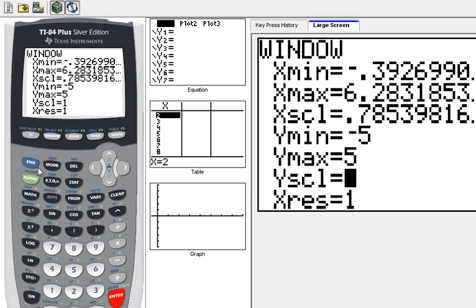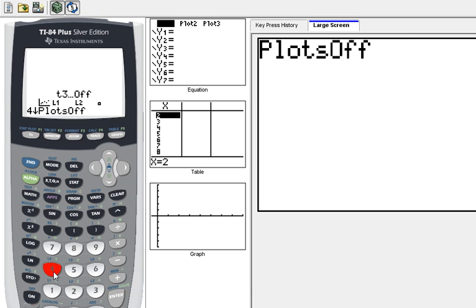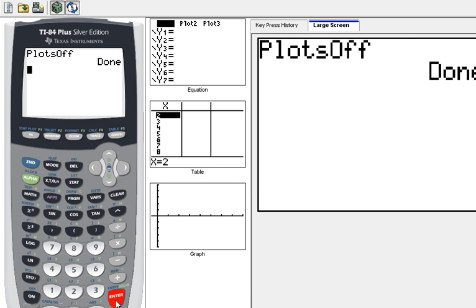Okay? Now I want you to go up. First of all, everybody turn off their stat plots because we probably have some plots turned on from before. So before we try and graph this, let's go second, y equals, number 4, and then enter until it says done so that we aren't messing our calculators up. Okay, now we want to graph some equations.